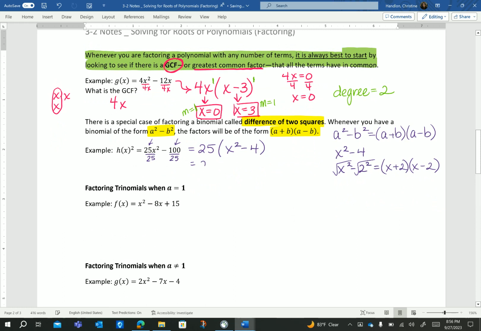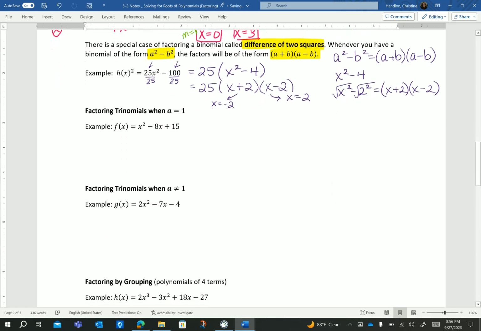So 25 comes down, and x squared minus 4 breaks down as x plus 2 times x minus 2. Okay? And again, if you applied the zero product property, you would get a negative 2 as a 0. You get an x equals positive 2 as a 0. And those would be your x-intercepts.